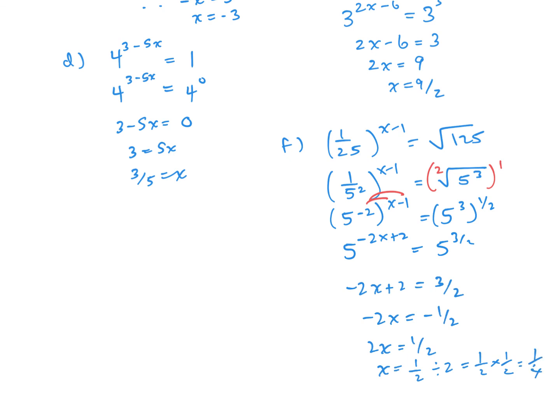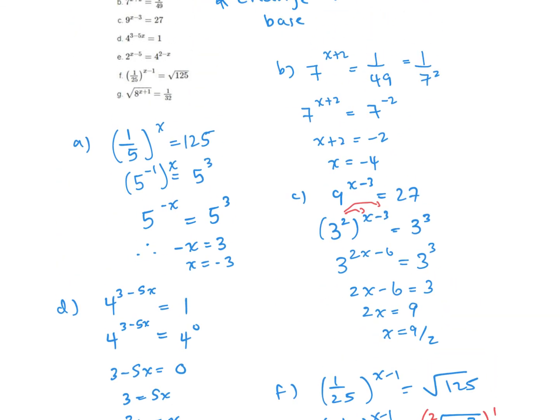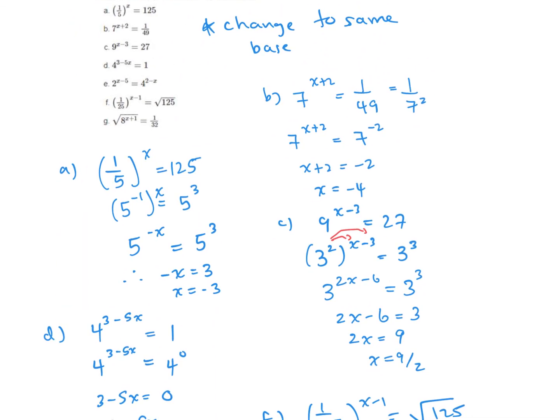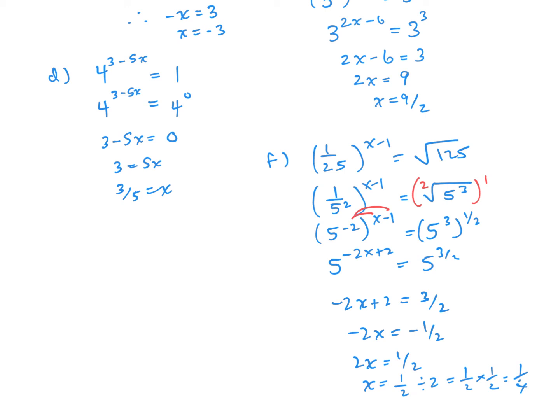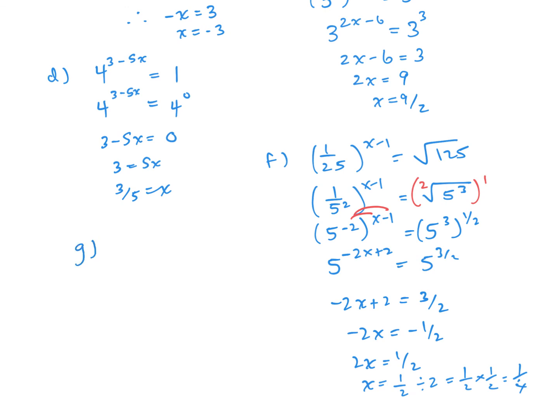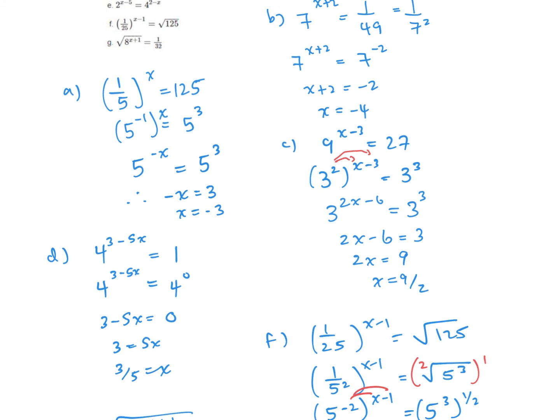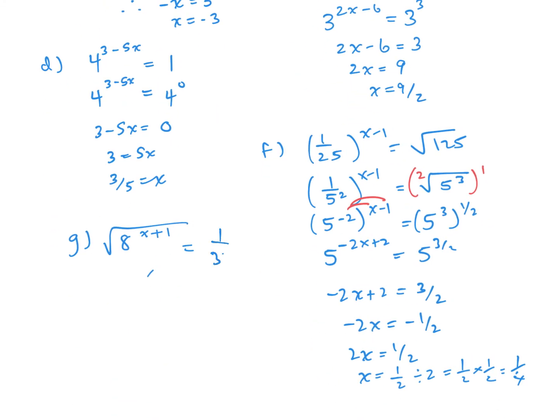So if roots appear, change them back to rational exponents. Let's do one more. We'll do g. So g is 8 to the power x plus 1, that is inside the square root, and that is equal to 1 over 32. So 8 and 32 are both multiples of 2. So I'll change 8 to 2 to the power 3, and I'll change 32 to 2 to the power 5.